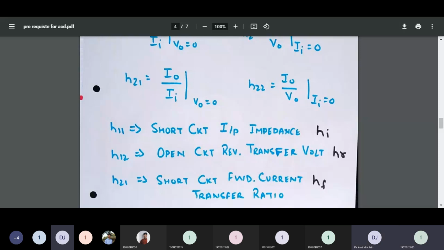Please unmute. IC upon IB. When which particular component is equal to 0? V0. V output alone. VCE. VCE is equal to 0. Okay. Thank you.